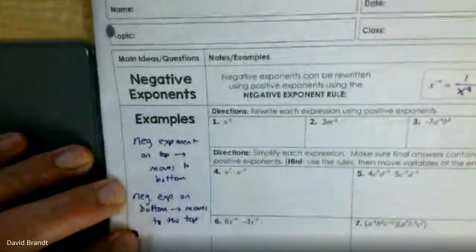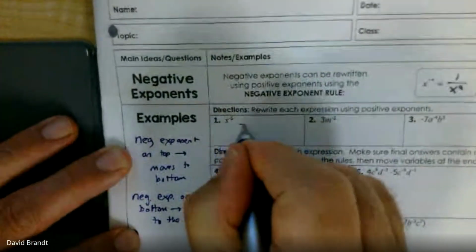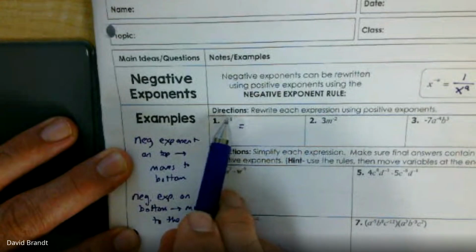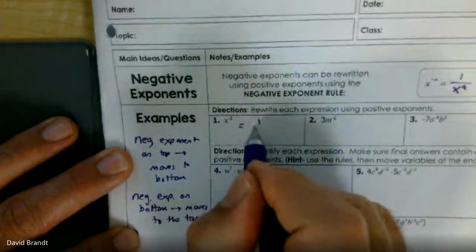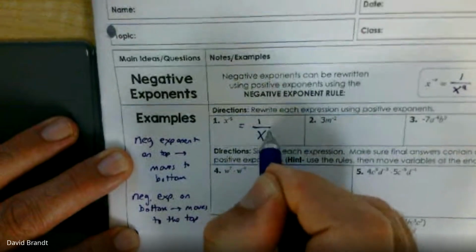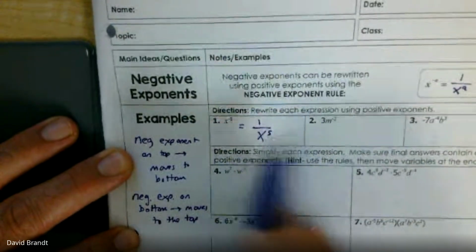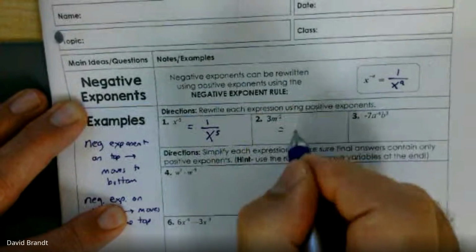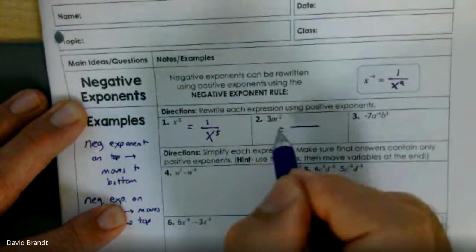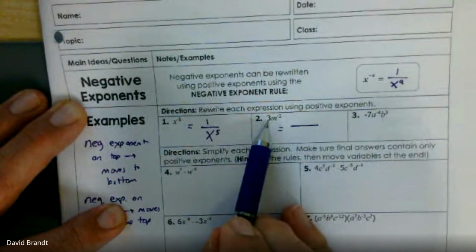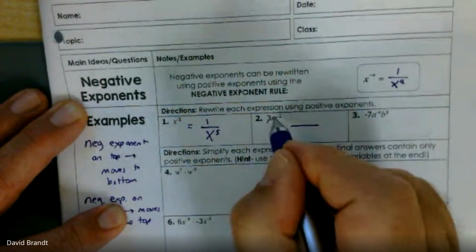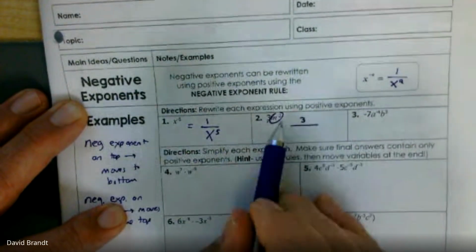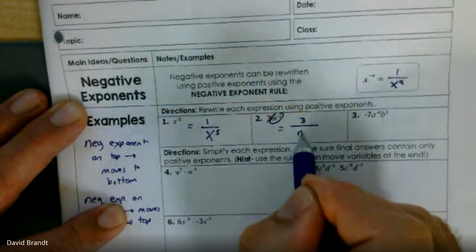So let's look at number 1. x to the -5th. How do you turn that into a positive exponent? Well, this x to the -5th is on the top, so it would move to the bottom, and then it becomes a positive exponent. Number 2, we have a fraction. Does the 3 have a negative exponent on it? It does not. Only the m has a negative exponent. The 3 doesn't move. So the m to the -2 moves to the bottom.